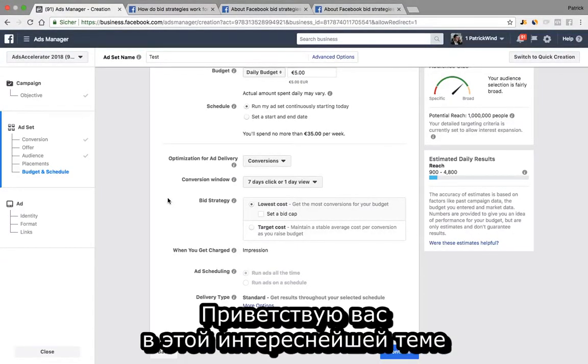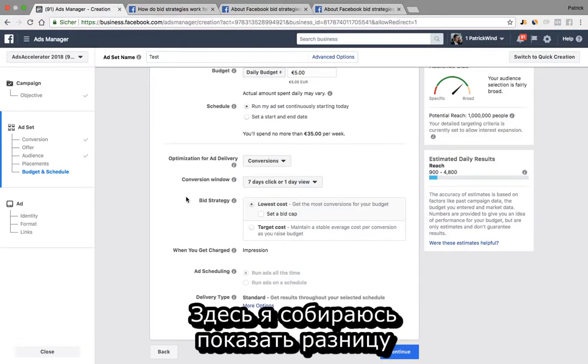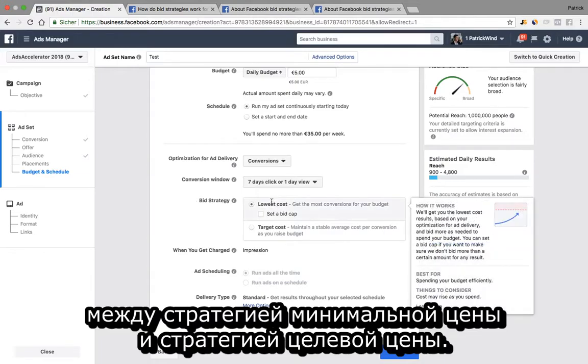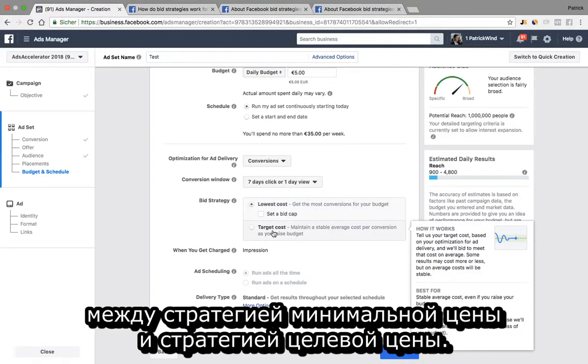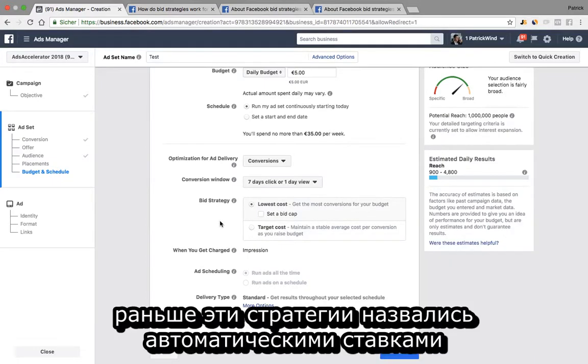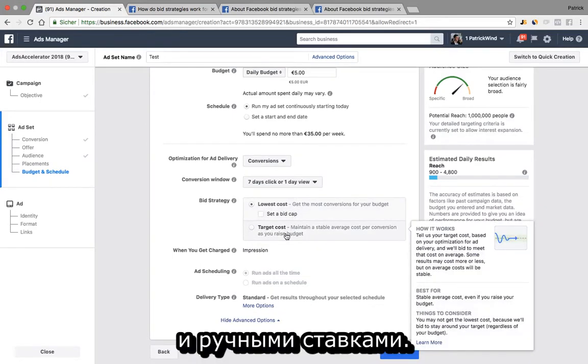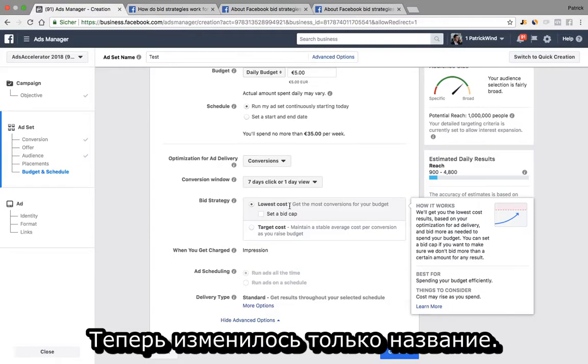Welcome to this very interesting section about the different Facebook ad bid strategies, in which I'm going to show you the big difference between the lowest cost bid strategy and the target cost bid strategy. First of all, it is very important for us to note that earlier those two different bid strategies were called automated bidding and manual bidding, and now they're just named and labeled differently.